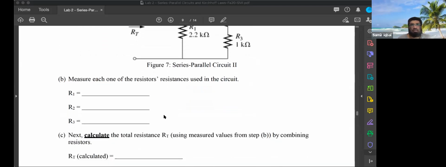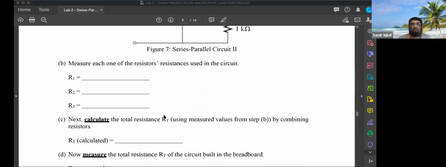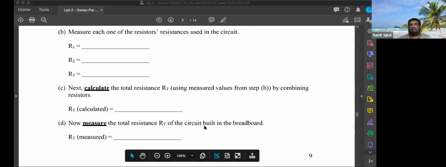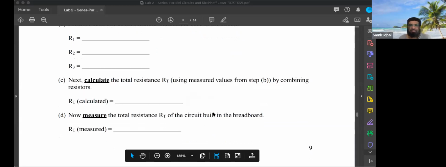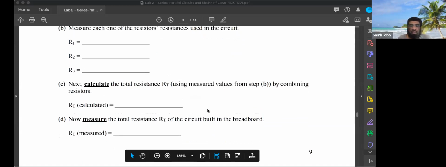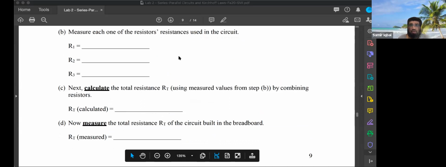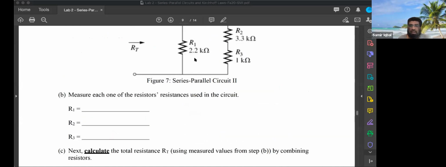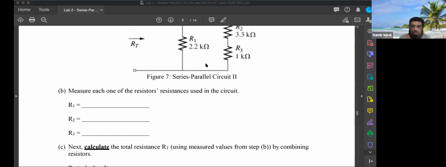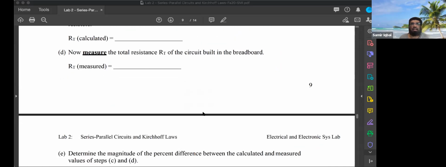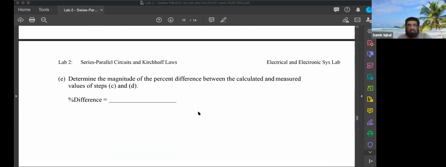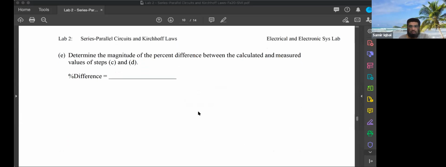And then you'll measure these as well in your circuit. And you'll calculate the RT from what you see here and what you will implement on your breadboard, both ways. And that will lead us to finding the difference between those two. All right.